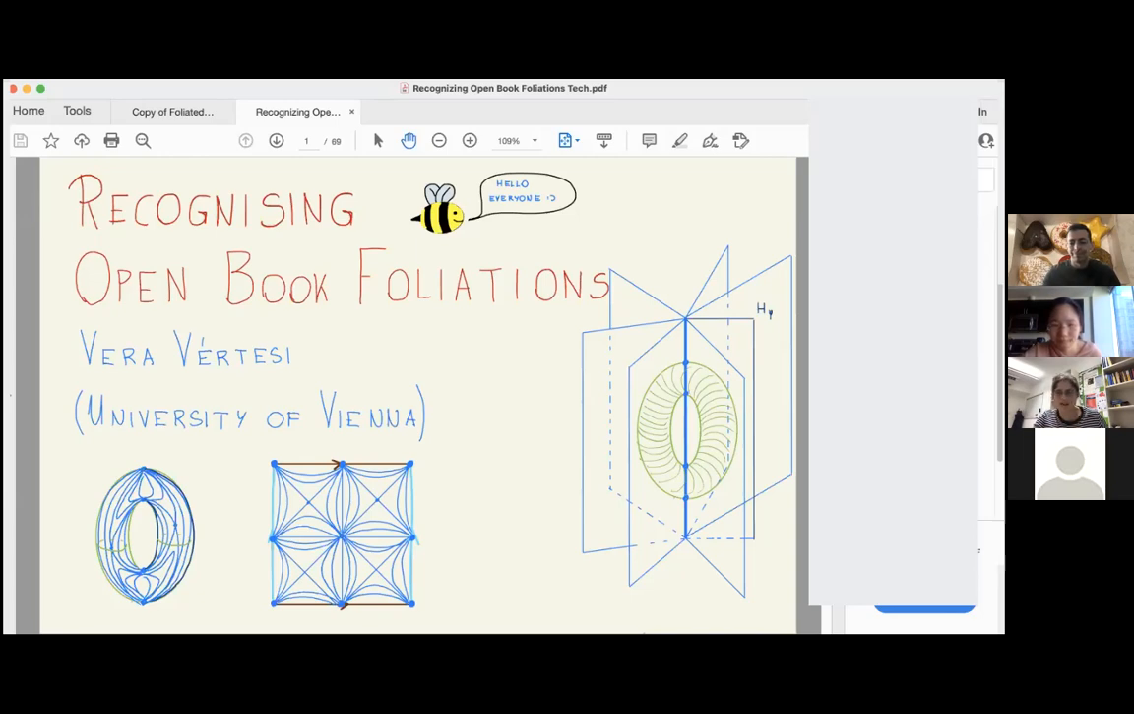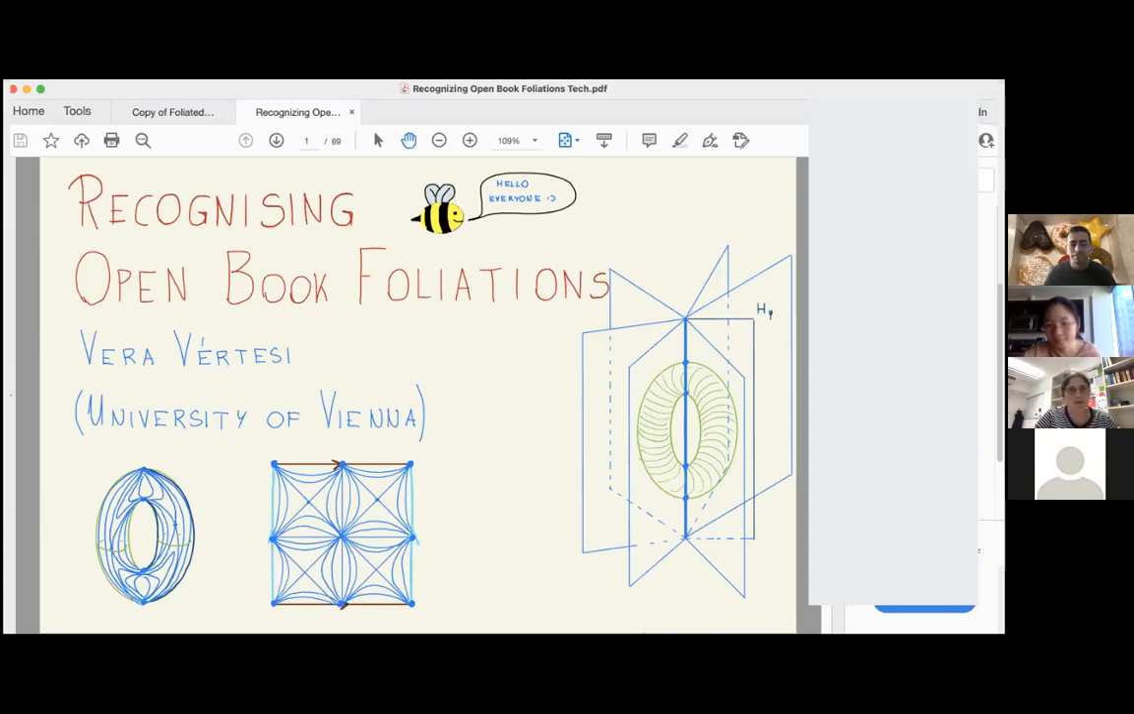Do you see my hand? Not mine, but the ones on the screen. No. Then is this one? Yes, I can see the hands. Okay, all right.